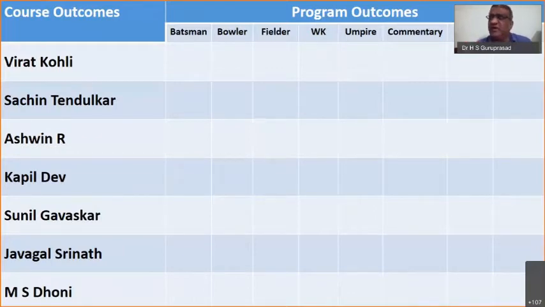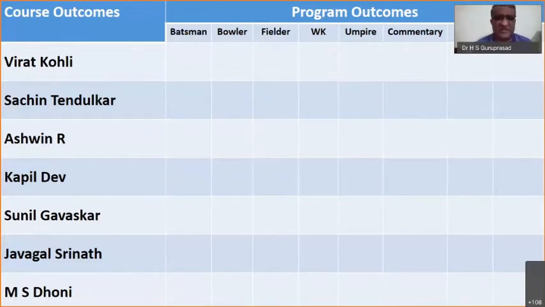Suppose you feel this CO will map to this particular PO. If you get that feeling, then you have to think the level of mapping also. What is the level of mapping? 3 means strong mapping, 2 means moderate mapping, 1 means weak mapping. I'll repeat again. 3 means strong mapping, 2 means moderate mapping, 1 means weak mapping. So the level of mapping also you should decide.